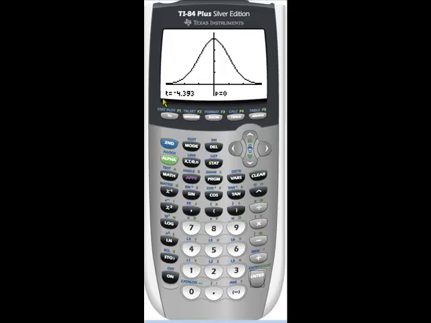And now I have t equals negative 4.39 and p is equal to 0. So we reject the null hypothesis. There's no story to this one, so we just reject the null hypothesis, and that's the end of that problem.